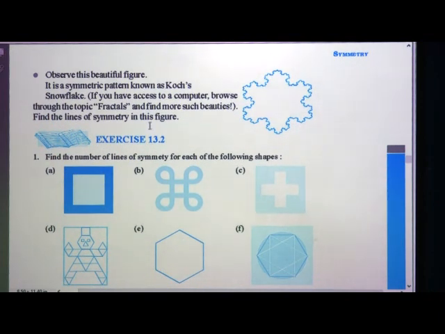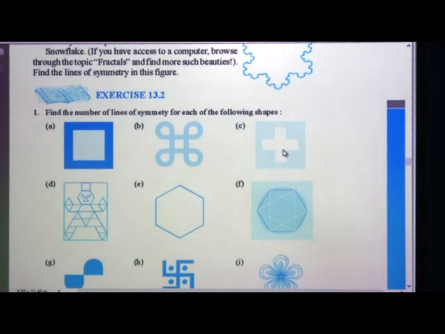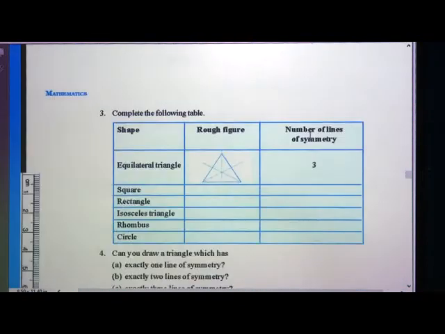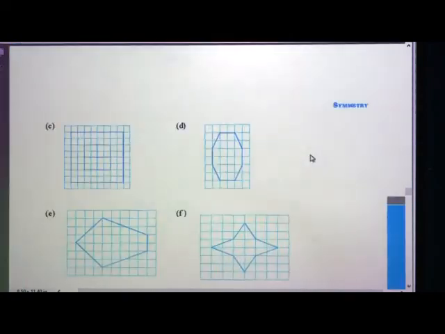Observe this beautiful figure. It is a symmetric pattern known as "snowflake." If you have access to a computer, browse through the topic fractals and find more such beauties. Find the lines of symmetry in this figure. So, there are 1, 2, 3, 4, 5, 6 lines of symmetry at least in this figure. Let us see this Exercise 13.2 also.